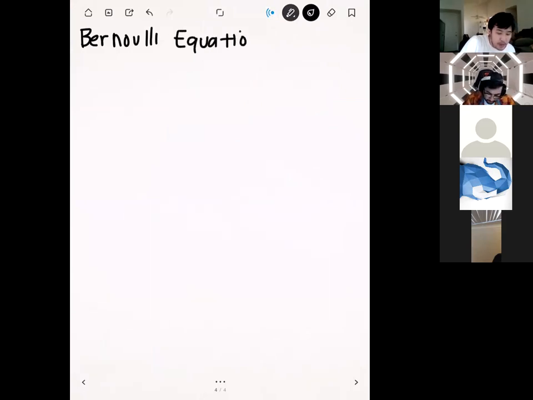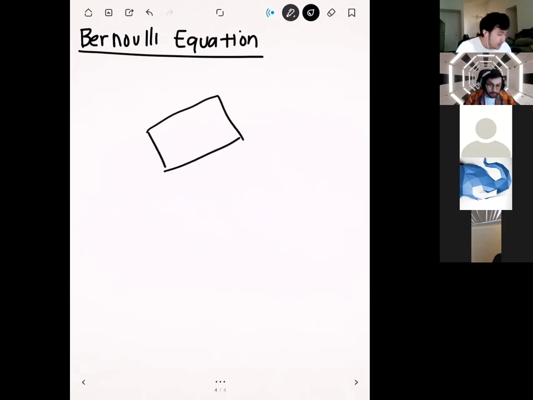People in fluid mechanics, we just shorten it to Bernoulli a lot because it's such a ubiquitous kind of equation. When I say Bernoulli, I mean the Bernoulli equation. So Bernoulli was an actual dude, very smart obviously. He came up with this equation. But whenever I say Bernoulli, I just mean the Bernoulli equation.